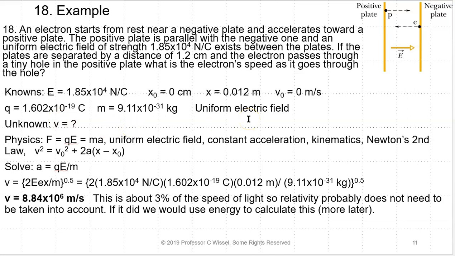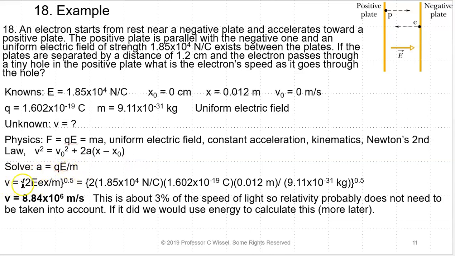It's a uniform electric field, so that means the acceleration will also be uniform. And we need to know the velocity. The physics of this is F equals qE, and that equals mass times acceleration. This is a uniform electric field, constant acceleration, kinematics, Newton's second law. And we can use v squared equals v naught squared plus 2a times (x minus x naught). We solve this for a. a equals qE over m.